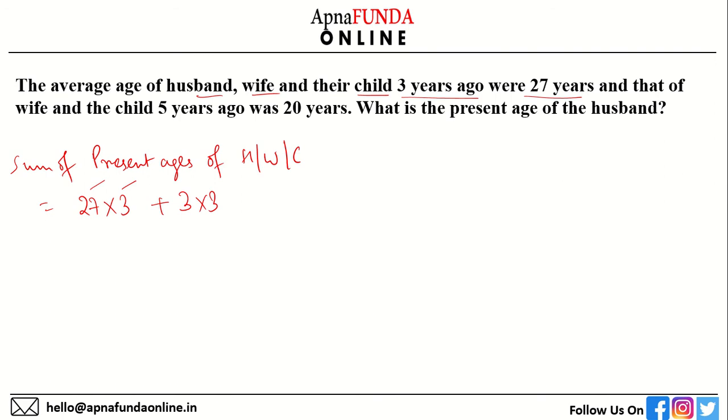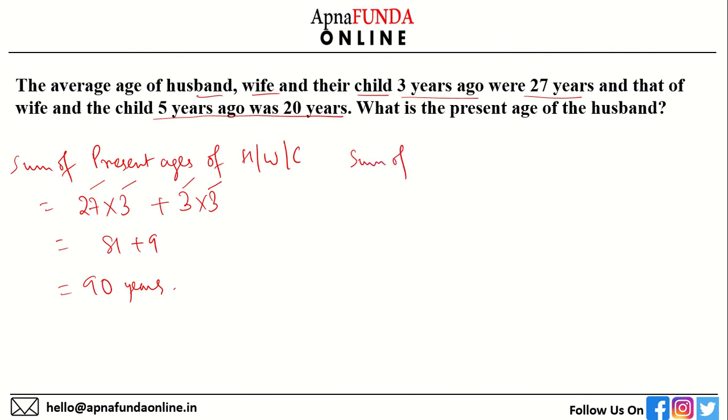27 years into 3 is the normal scenario of the total ages of husband, wife, and child. But since that was 3 years ago, we added 3 more years into 3. So this will be 81 plus 9. So the sum of the present ages of husband, wife, and child is 90 years. Correct?